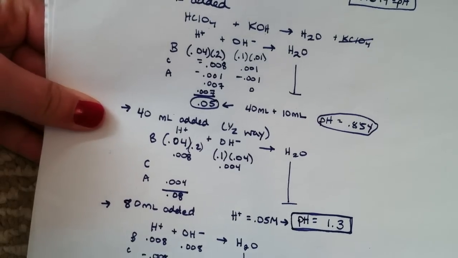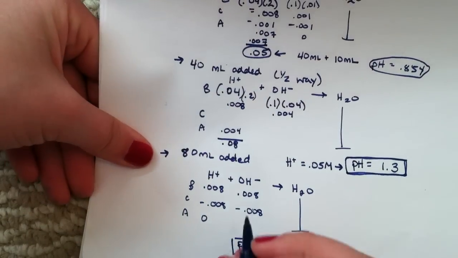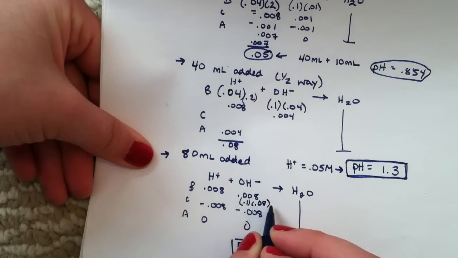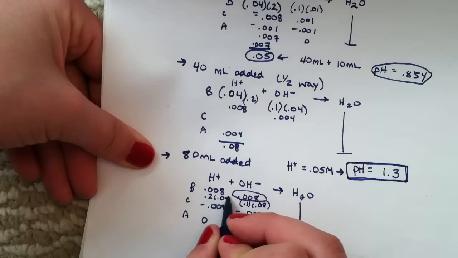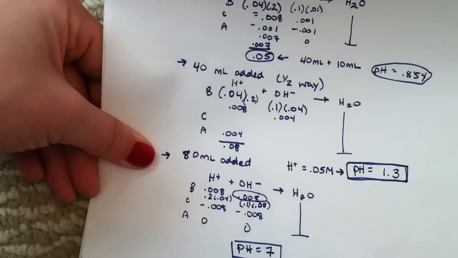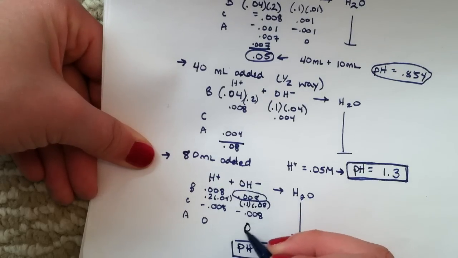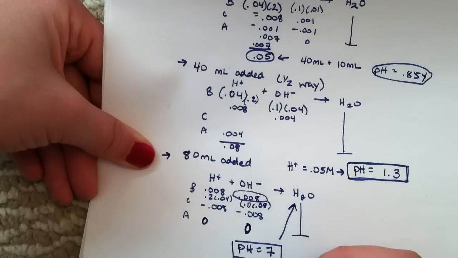Okay, at 80, which is what I determined to be the equivalence point, we can prove that it's the equivalence point because we would have 0.1 times 0.08, which is this number, 0.008. We'd have 0.2 times 0.04 in the beaker, so we get 0.008. You subtract those two things out, and we end up with 0 of both of them. So the only thing in the beaker is the water, which has a pH of 7.